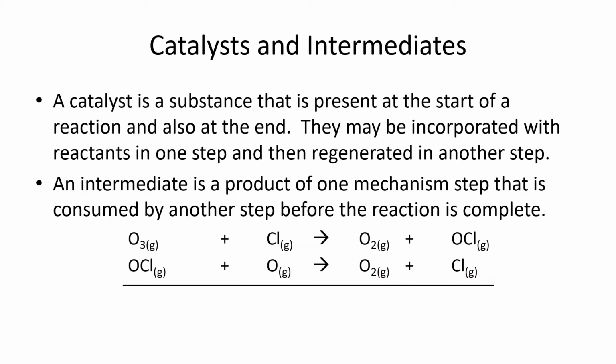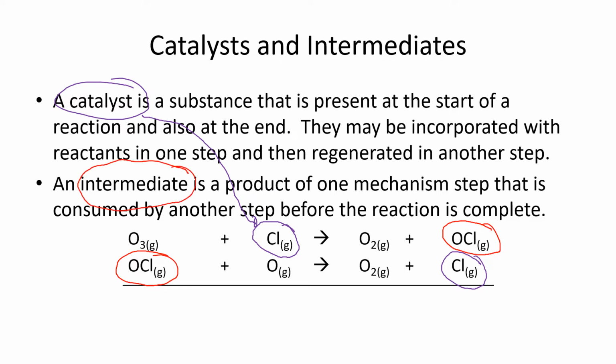So just to review, intermediates are formed and then consumed before the reaction is done. And catalysts, I'll use a different color here, are present at the beginning and then get regenerated at the end, so they can continue to catalyze other reactions. And the intermediates are the ones that are generated early in the mechanism and then get used up before the reaction is done.